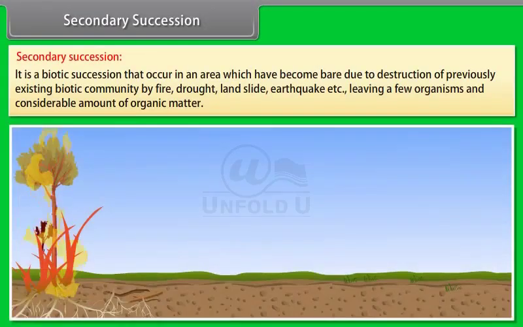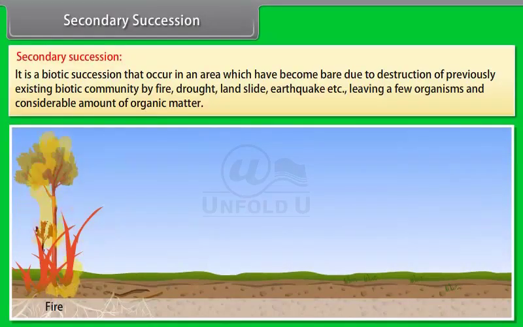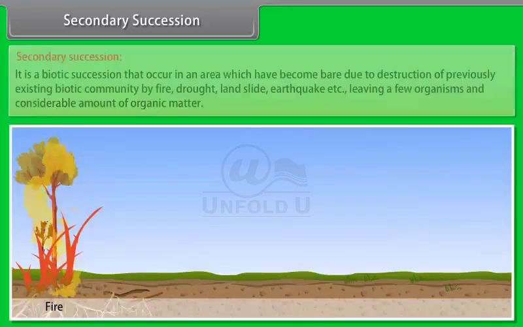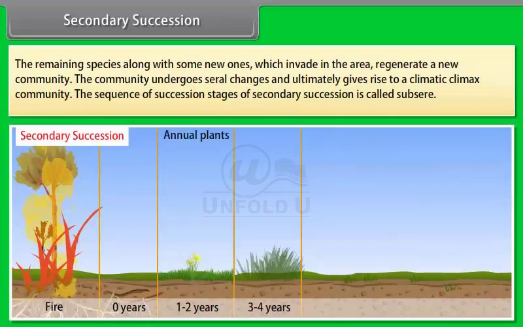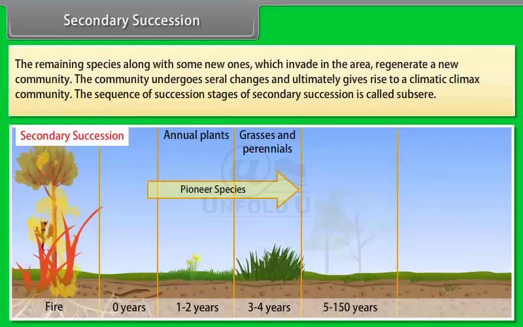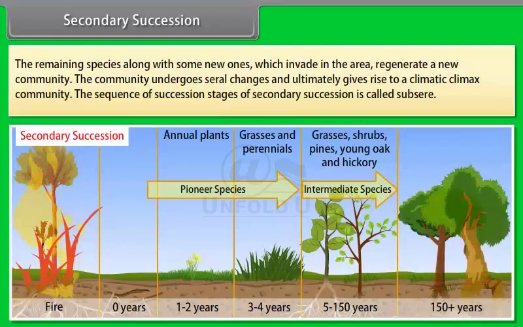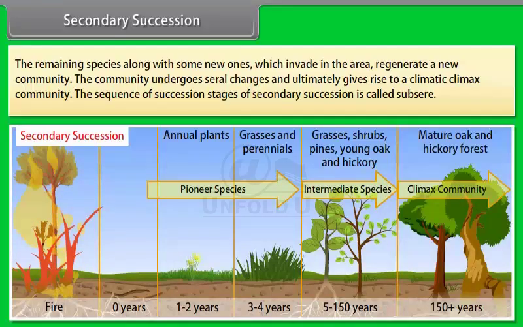Secondary succession. It is a biotic succession that occurs in an area which has become bare due to destruction of previously existing biotic community by fire, drought, landslide, earthquake, etc., leaving a few organisms and considerable amount of organic matter. The remaining species, along with some new ones which invade in the area, regenerate a new community. The community undergoes seral changes and ultimately gives rise to a climatic climax community. The sequence of succession stages of secondary succession is called subsere.